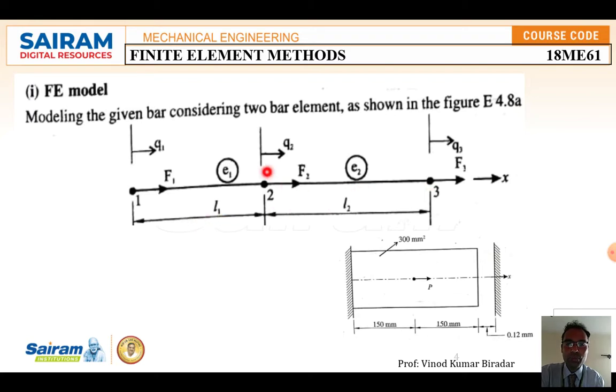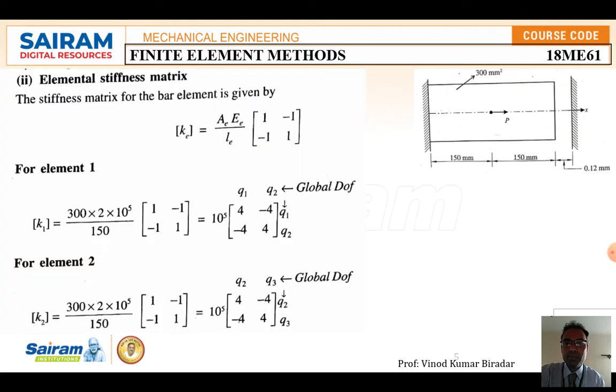So L1, L2: this is element number 1 and this is element number 2. The first step is to get the finite element model. Coming to the second step, you have to calculate the element stiffness matrix for each element.